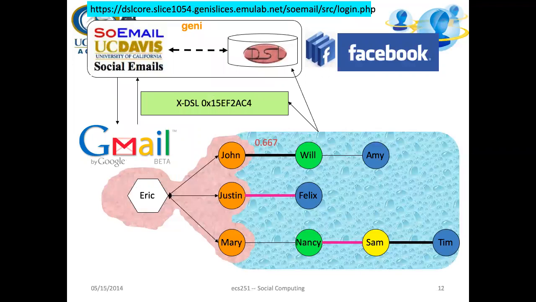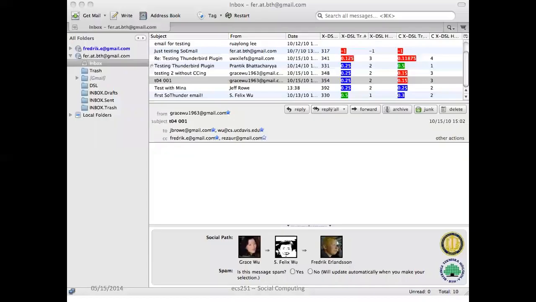And I didn't show you this picture. By the way, if you heard about GENI, the Global Environment for Network Innovation, which is a big NSF project, DSL was one of the first few projects that got implemented on GENI. So what I didn't show you is this slide of my Thunderbird.